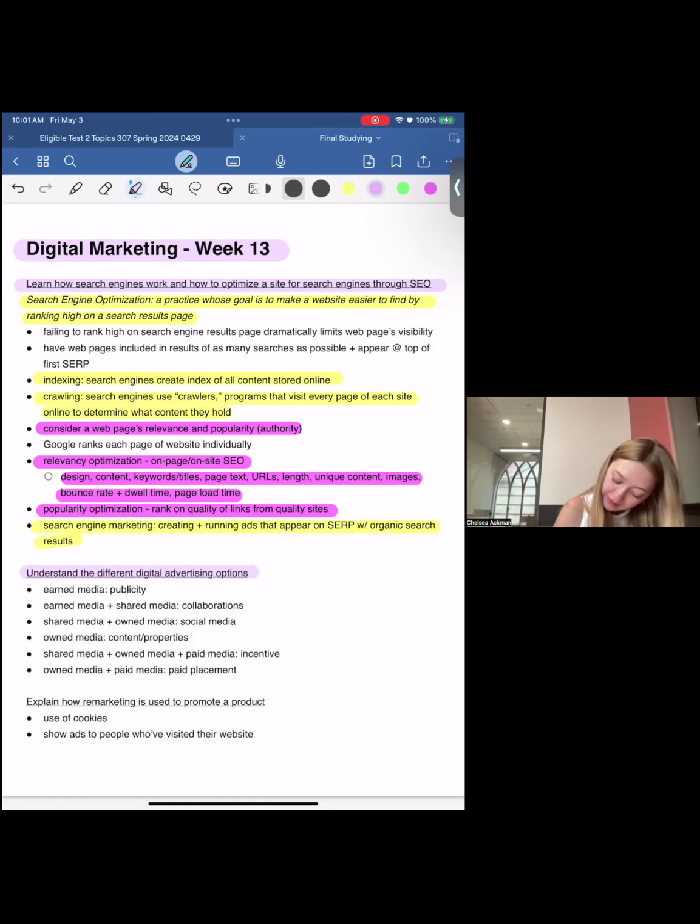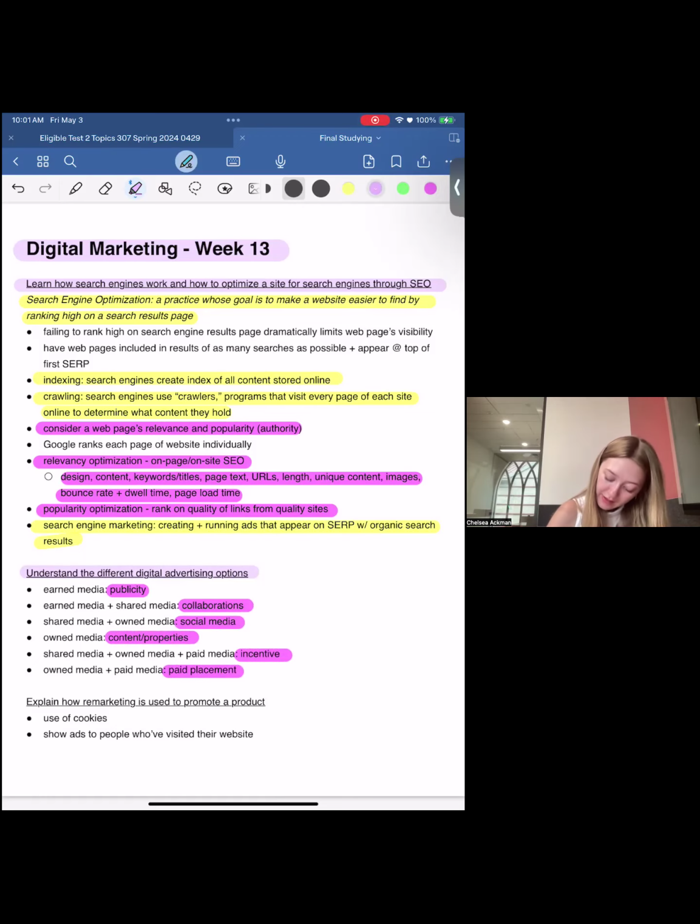Understand the different digital advertising options. Earned media leads to publicity. Earned media and shared media leads to collaborations. Shared media and owned media leads to social media. Owned media is things like content and properties. Shared media and owned media and paid media is an incentive. And owned media and paid media is paid placement.